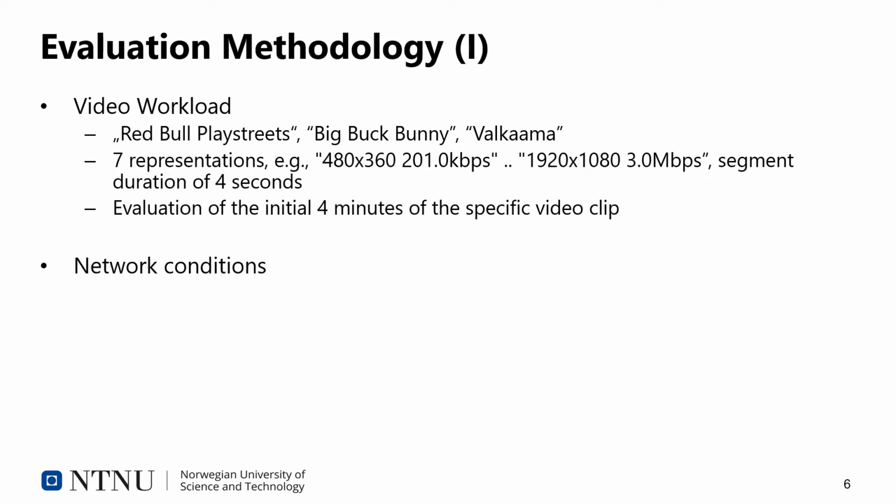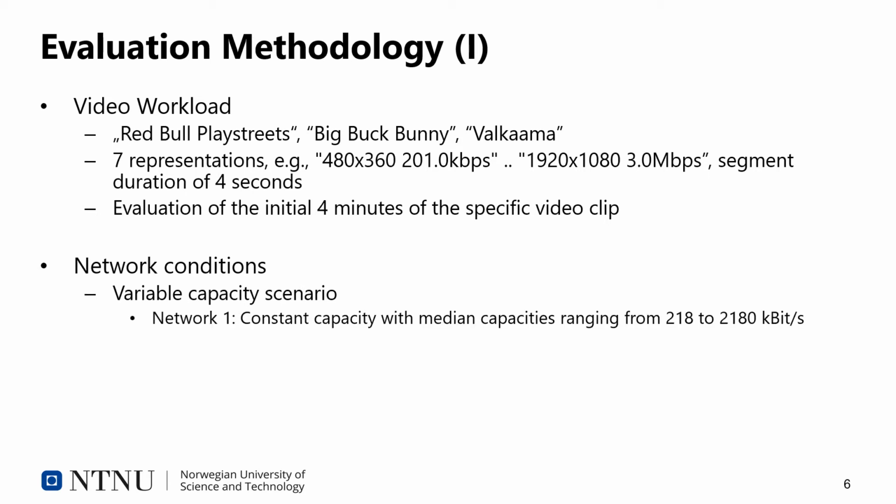Regarding the network conditions for the variable capacity scenario, we set network 1 to a constant capacity, following one of 7 possible capacity levels between 218 and 2118 kilobits per second. For network 2, we rely on 6 different variation patterns based on the 3G network traces from Riiser et al. and scale them to the different capacity levels, preserving the coefficient of variation.